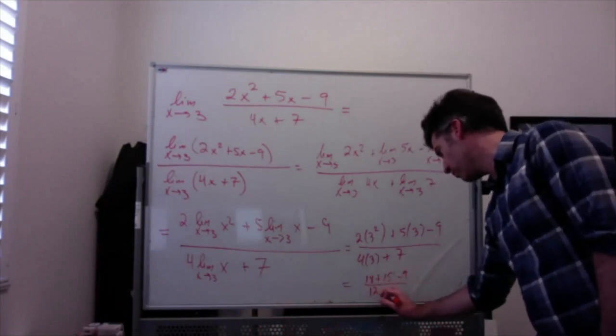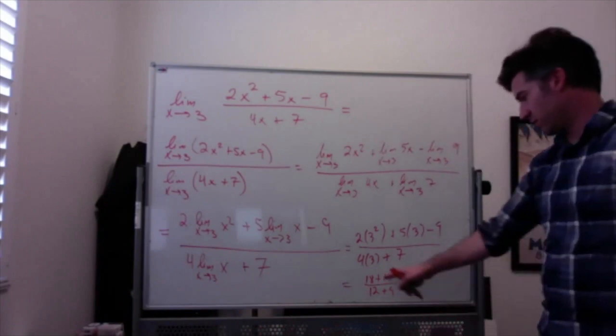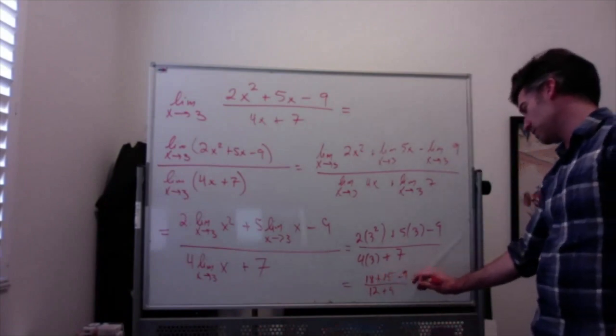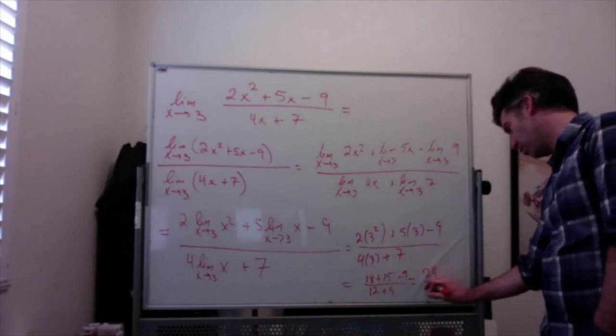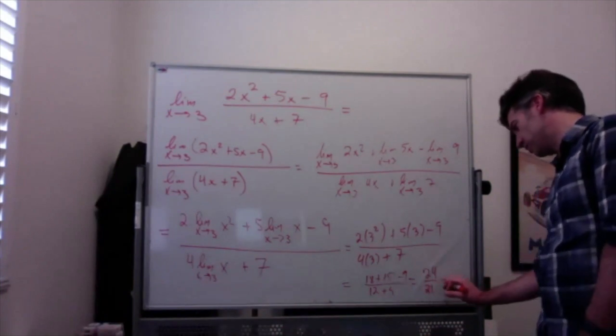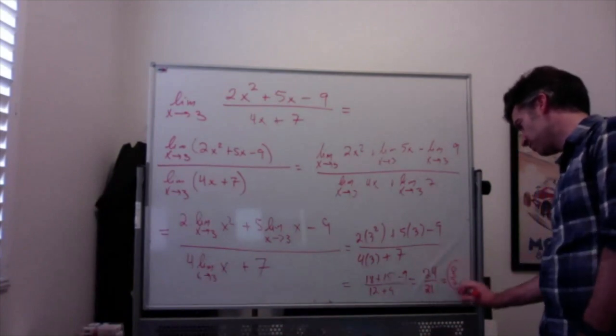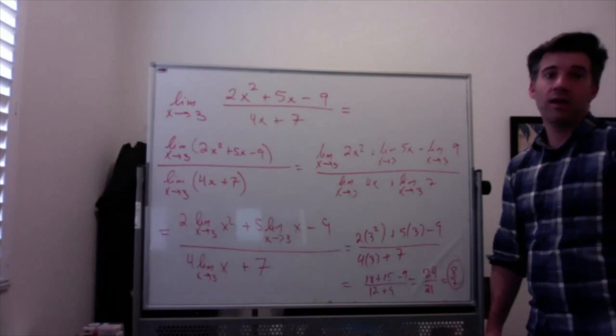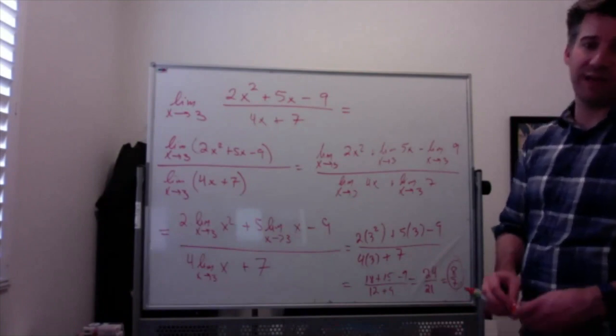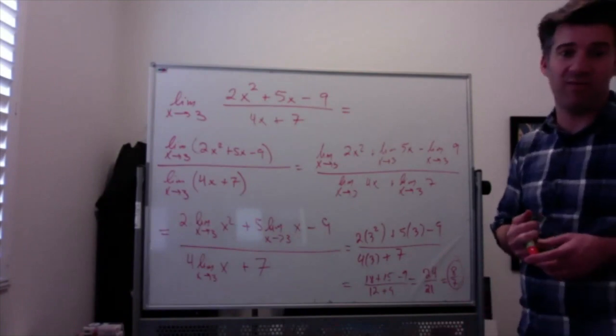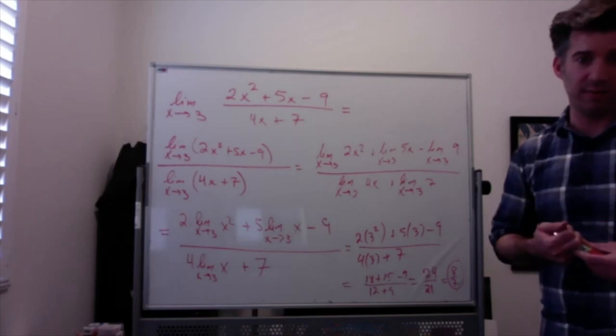Over 12 plus 9, which is going to be 33 minus 9 is 24 over 21, which reduces to 8 over 7. And unless you are specifically asked to, you should never, ever, ever do all this work to find the limit.